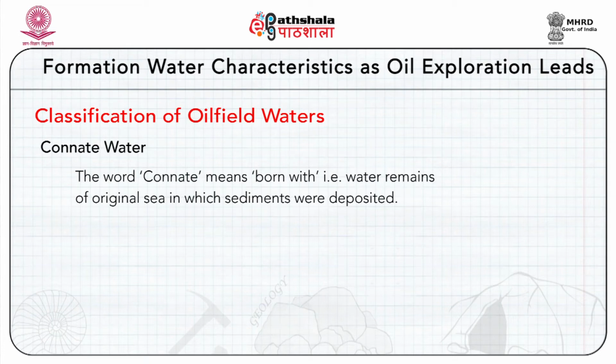Chemically, connate waters are very saline, containing 20,000 to 250,000 mg per liter total dissolved solids, that is TDS. They are high in chloride, but bicarbonate is scarce or absent. Sulfate content is also limited or absent in these waters.